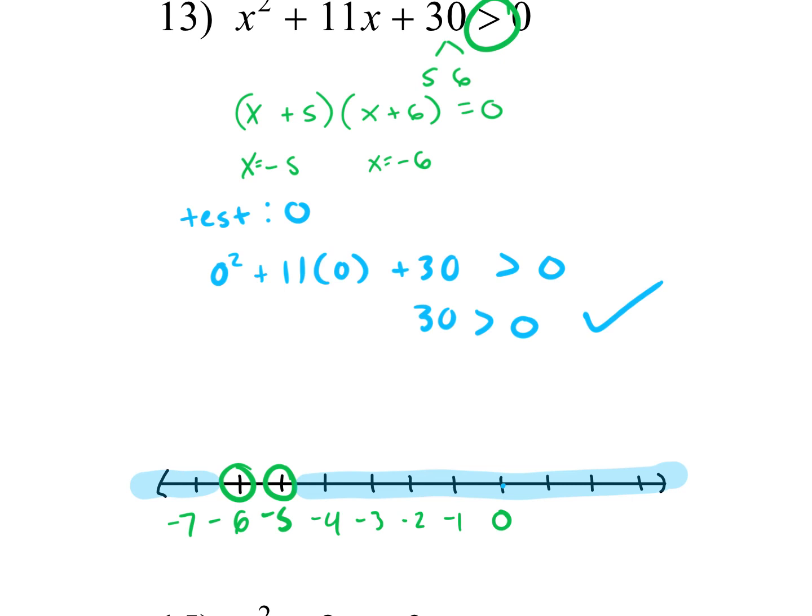So the graph is part of your answer, but we also have to write negative 6, x, and negative 5. What sign do I put in between these? It's a greater than. It's always going to match this. So negative 6 is greater than x, and x is greater than negative 5.